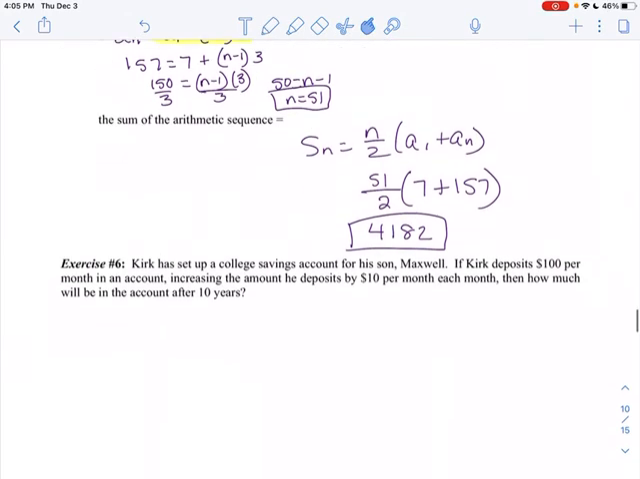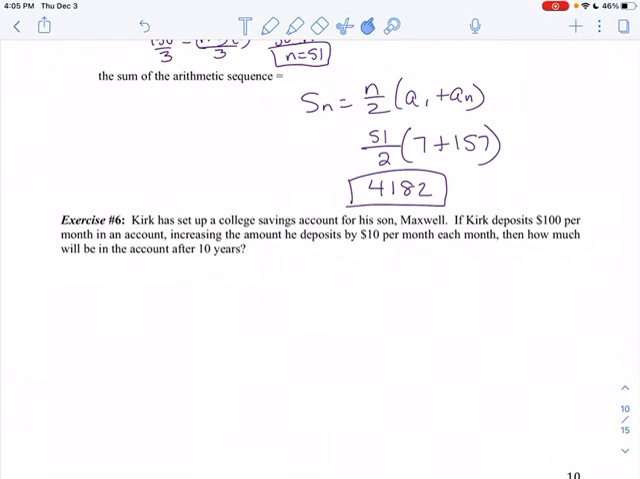And the last one, Kirk has set up a college savings account for his son Maxwell. If Kirk deposited $100 per month in an account, increasing the amount he deposits by $10 per month each month, so this is an arithmetic sequence because he's adding on $10 each month, how much will be in the account after 10 years? Well, first let's take into account there are 12 months in a year, and I'm doing this for 10 years, so that's 120 months. Okay, that's going to be my n.